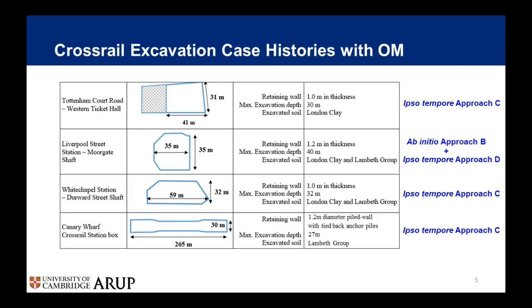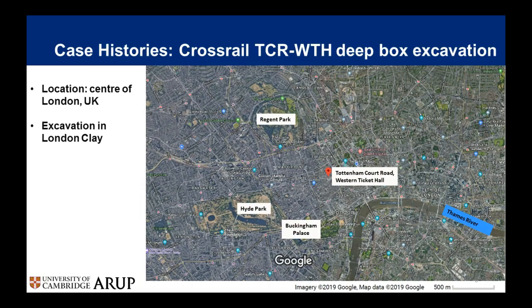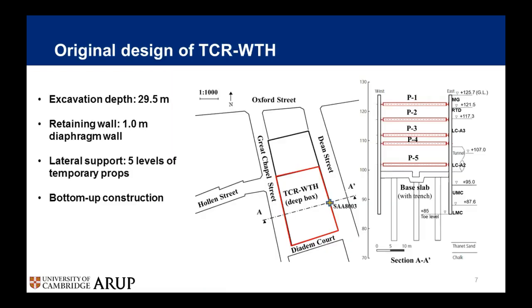This deep box is about 31 meters by 41 meters. The location is at the center of London, and the excavation is in the typical London clay material. And here is a layout of this case. So basically, we can say this deep box is next to Oxford Street, which is one of the busiest roads in London. And the excavation depth is about 30 meters.